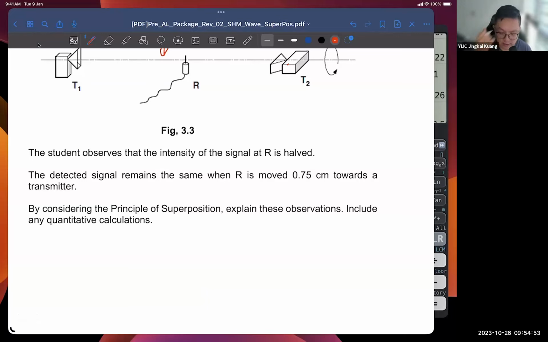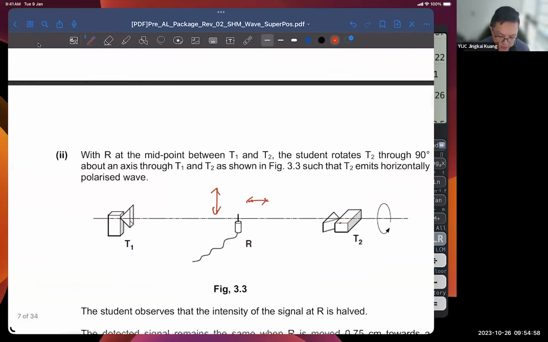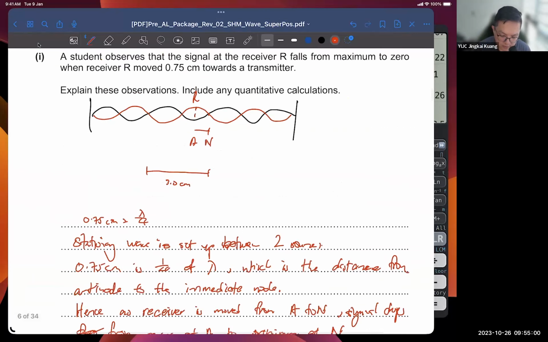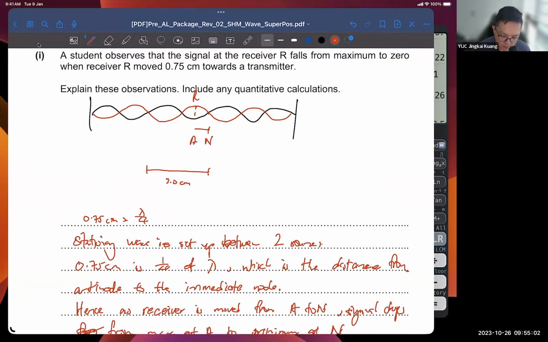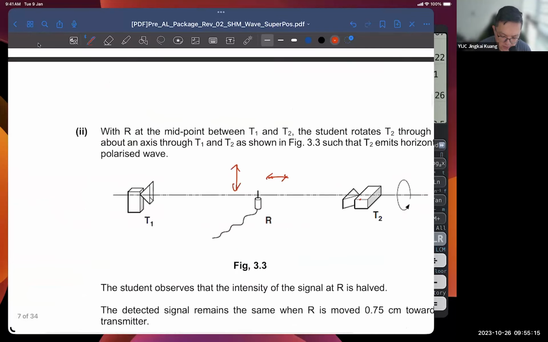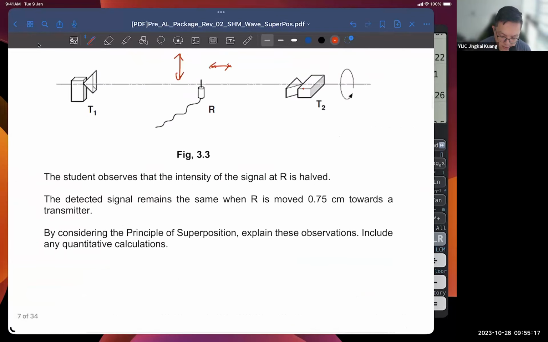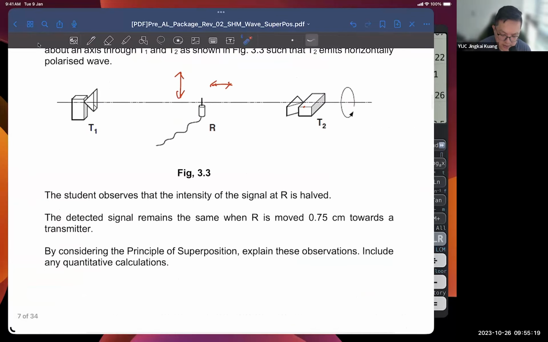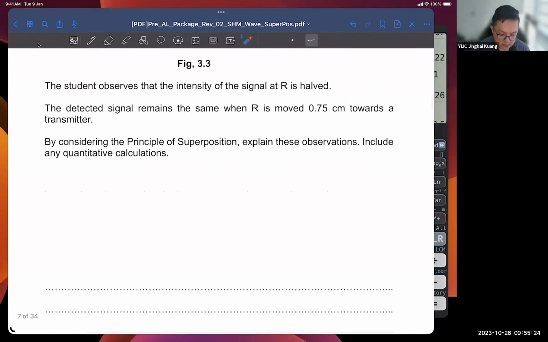What's happening here? At R, remember, R just now was an anti-node. Both of them at R are in phase with each other, in the same plane as each other, so the addition is just A plus A. Then you get the value there. But now here this one is not the same. At R you have one that is vertical and one that's horizontal, so the addition is not so straightforward.